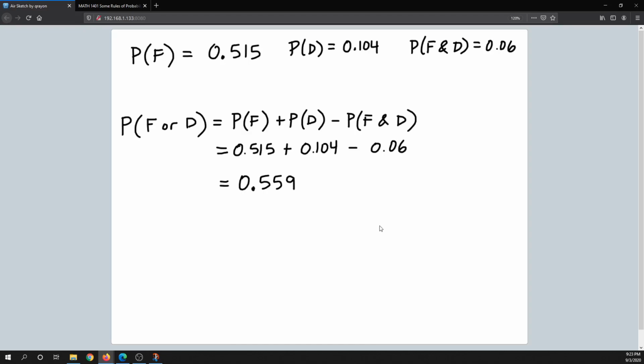All right, so that's it for the generalized or the general addition rule.